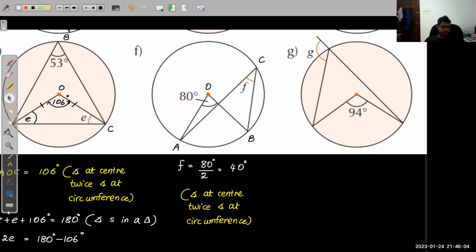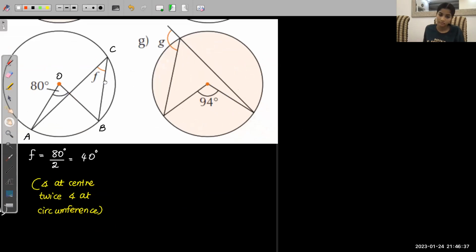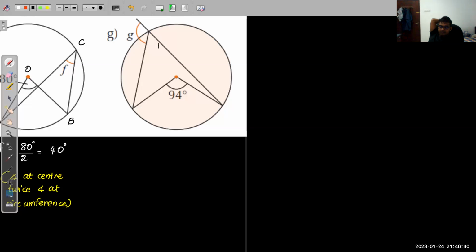Okay, good. Shall we try G? Yeah. Okay, try it out. Whenever you get a figure like this, if they give it without capital letters, always put the letters. Okay.